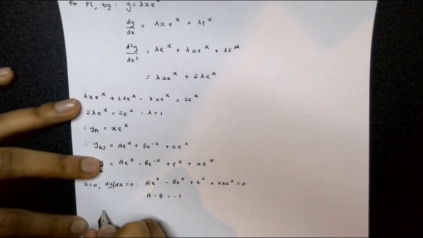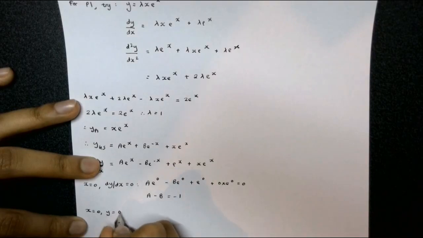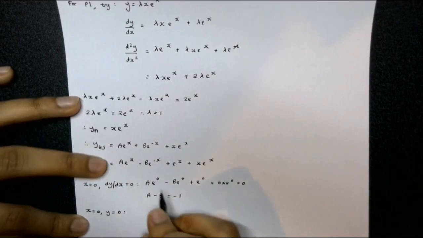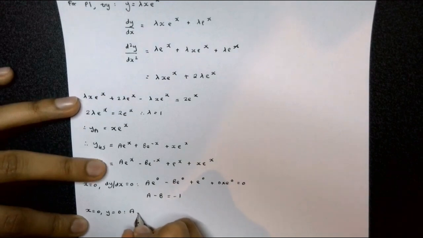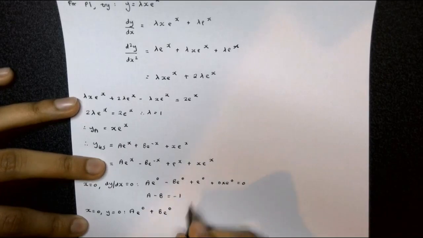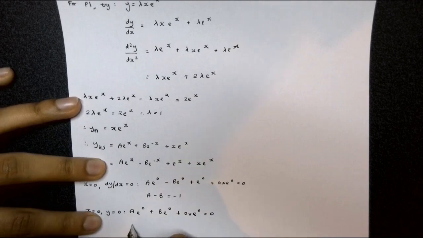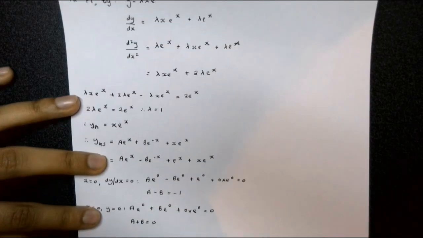And we also have the other condition, x equals 0, y equals 0. So substituting it into here, we have a e to the 0 plus b e to the 0 plus 0 times e to the 0 equals 0. So therefore, you can see here, we have a plus b equals 0.